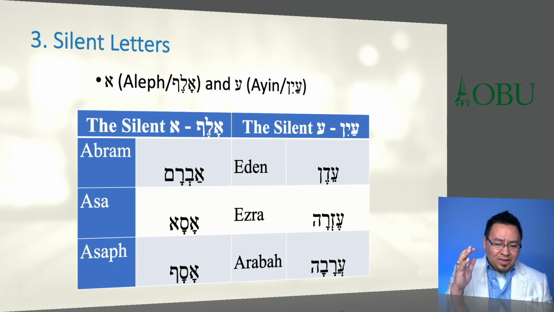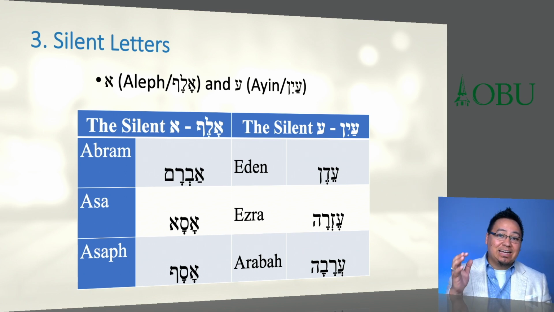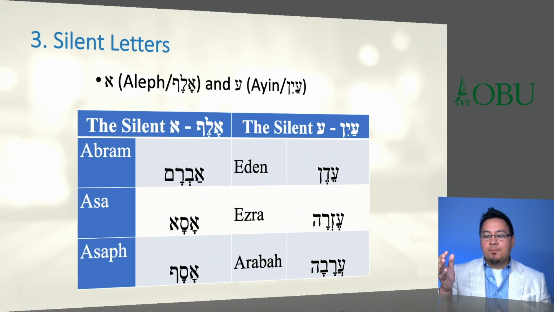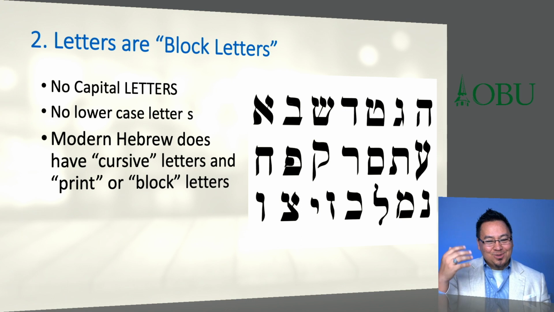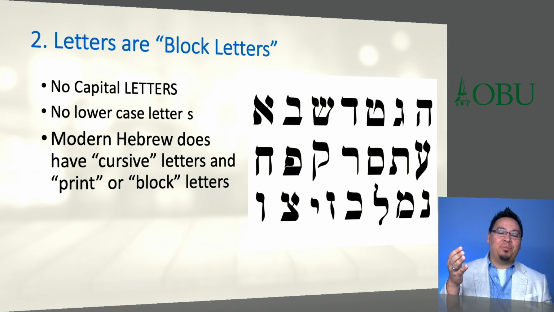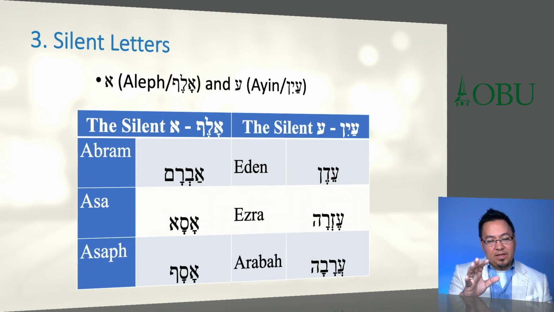Now, the Hebrew alphabet has some very unique things about it. It is a consonantal language, meaning that all of the letters that you see here are consonants and not vowels. And I can hear one of my Old Testament profs saying, yeah, but Mario, what about the ayin? What about the aleph? What about the yod that you see on here? Well, these are what we call silent letters. The yod is not silent, but the aleph and the ayin are silent.